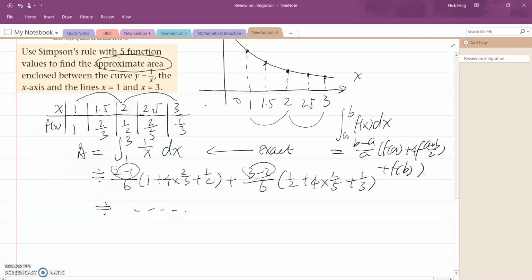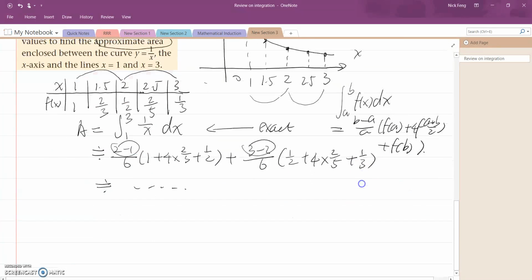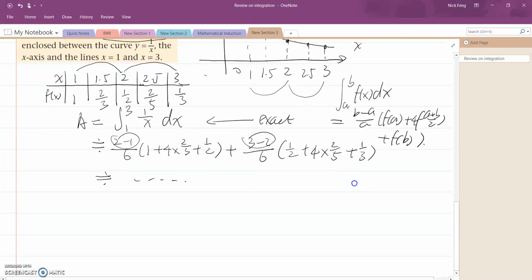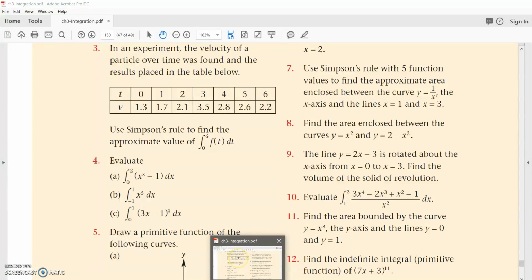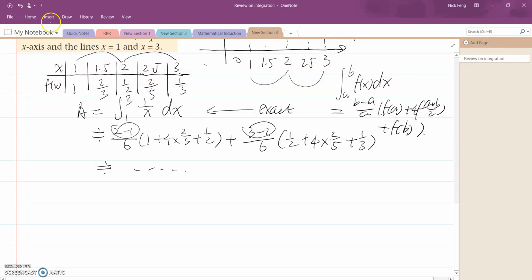Express it as a fraction, since the question doesn't ask us for any approximation. Okay, so remember that is Simpson's rule. 5 function values means 2 applications. Okay, let's have a look. Next question, I saw an area.